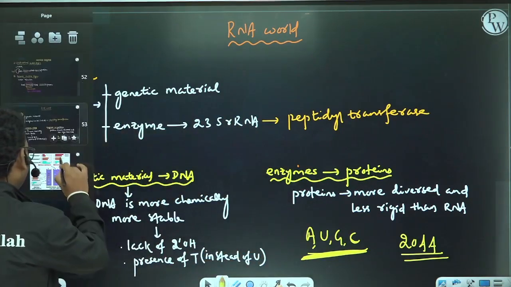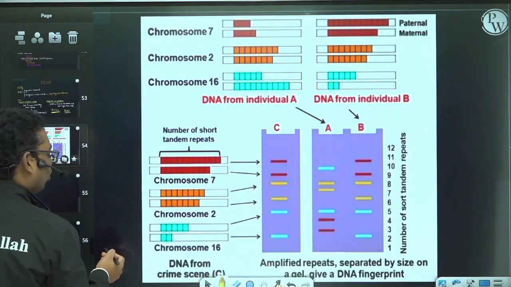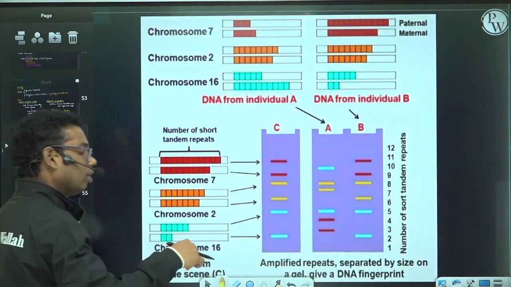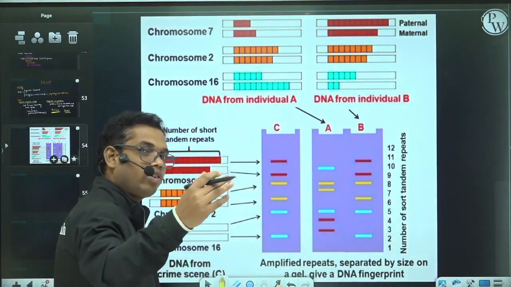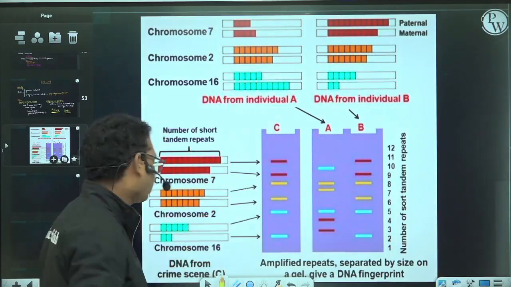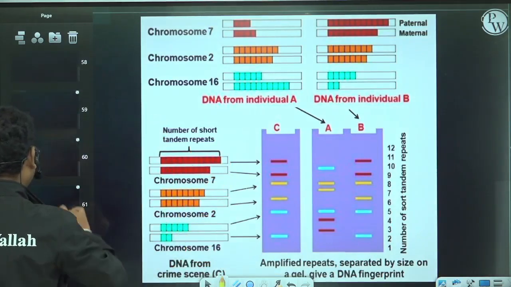In the next class, I will talk about DNA fingerprinting in detail, and in the upcoming chapters, I will discuss about the HGP also. Okay, so hope you understood this.